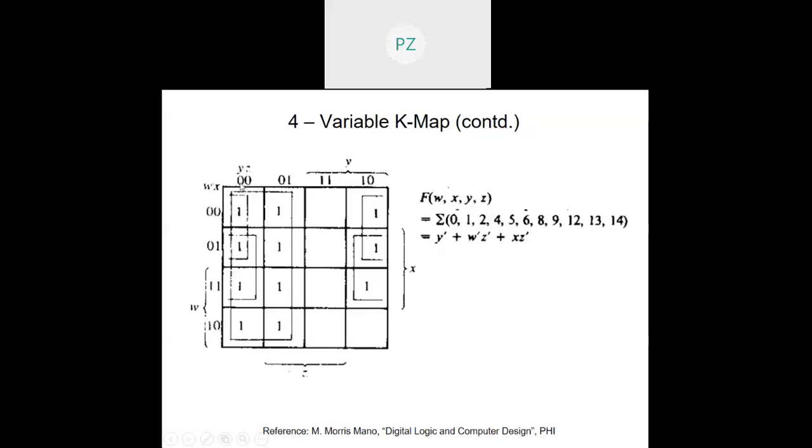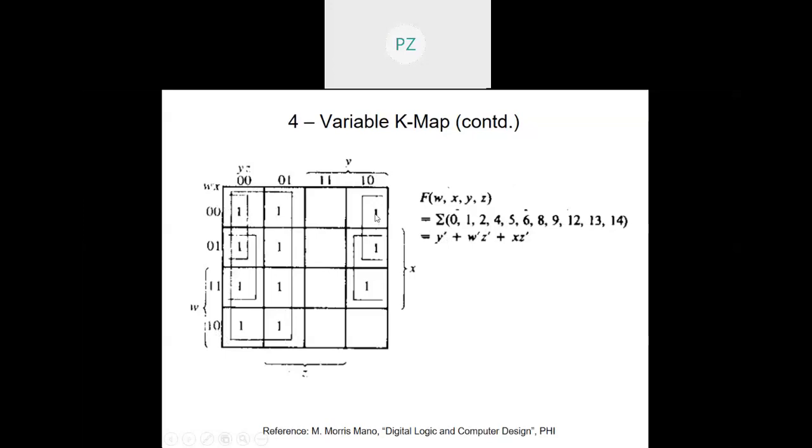Over here, since these are the two columns, z will get eliminated and this will be y bar. So what I'll get out of all this combination will simply be y bar. So you see, I get y dash. So all these ones are covered. Now let me come to this one.